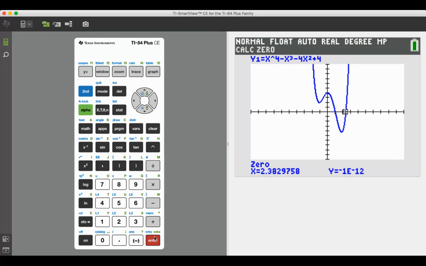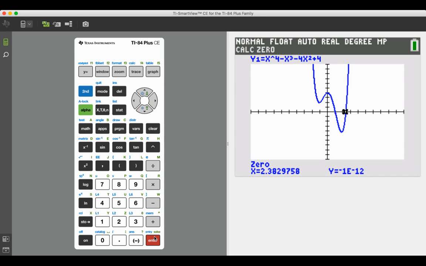So the other 0 is 2.39. X equals 2.39. And that y value is just 0. And well, it's going to be a 0 because that's why it's called a 0. And there's 2 imaginary. So write that down in part A. The zeros are x equals 1, x equals 2.39, and 2 imaginary.